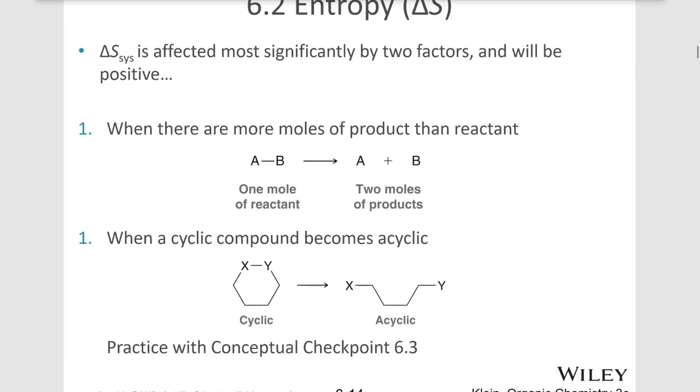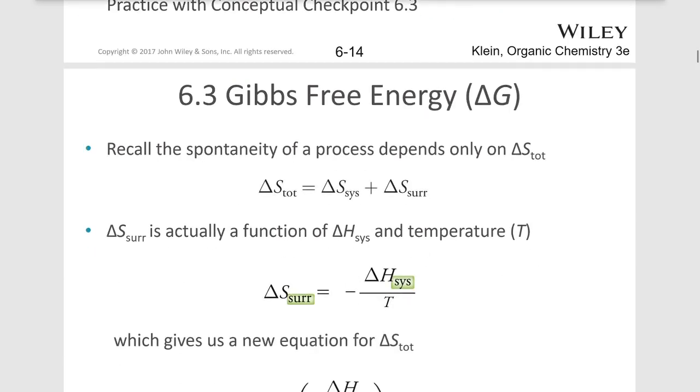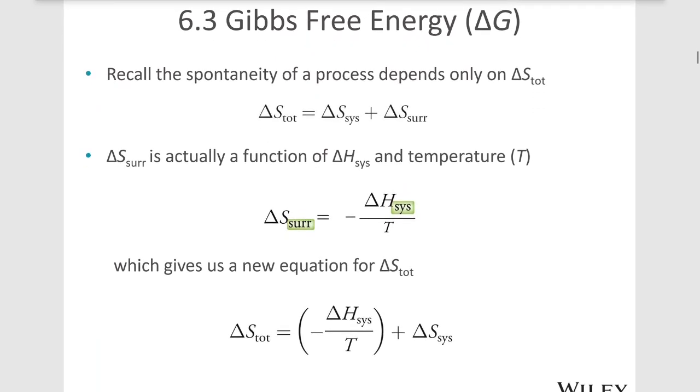We have basically a couple of different ways that we can increase entropy in the system. We can go from 1 mole of reactant to 2 moles of product, and that's going to be an increase in entropy. Or we can have a cyclic compound that becomes acyclic, so we can have a ring opening type of situation. Both of those will give us an increase in entropy, which is going to be a positive delta S, which will be favorable for our reaction. We'll look at some different examples of that in just a minute.